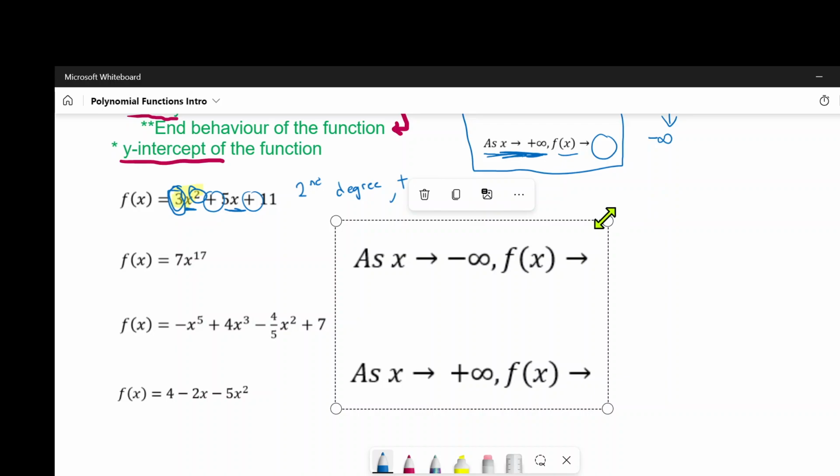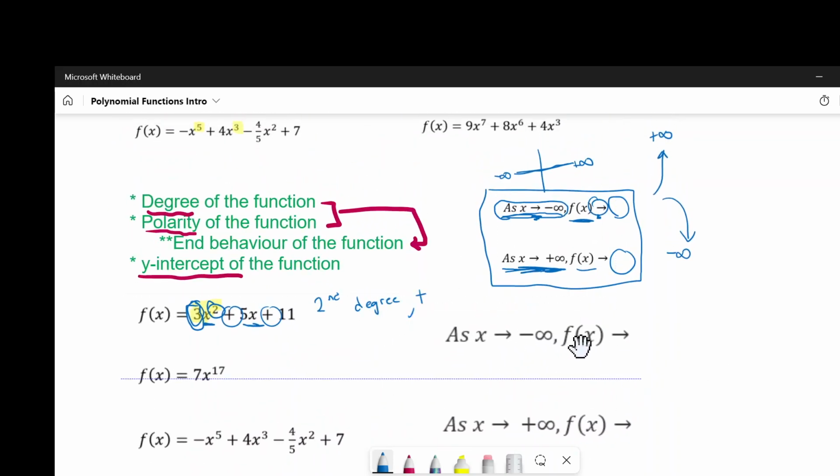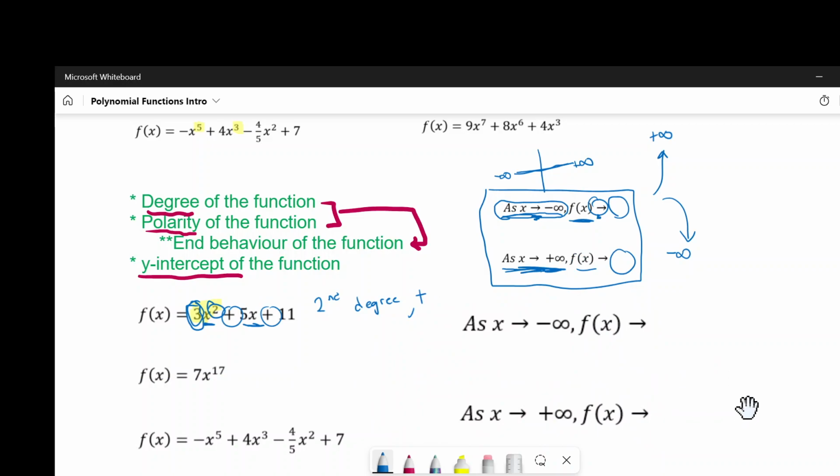So here are the two statements that I've just pasted in here. They're blank. So I have a second degree positive function. I'll just move that over here. So here's what I know. For a polynomial function, I know that I have to write either positive infinity or negative infinity in those two blanks, because it either goes up or down.